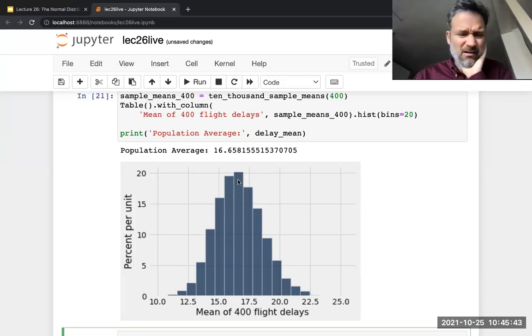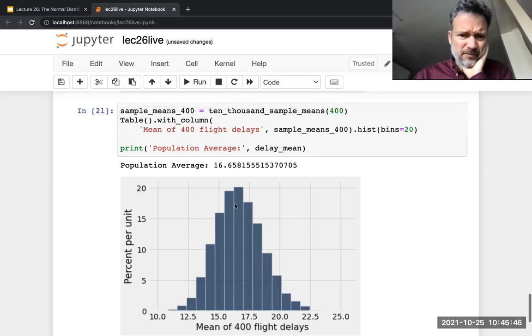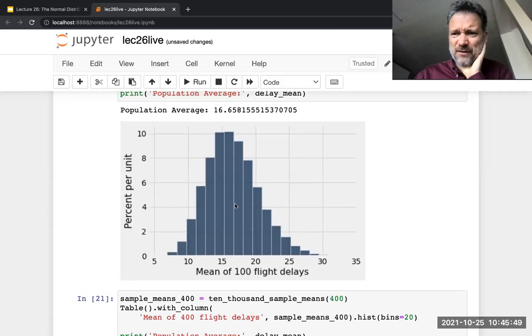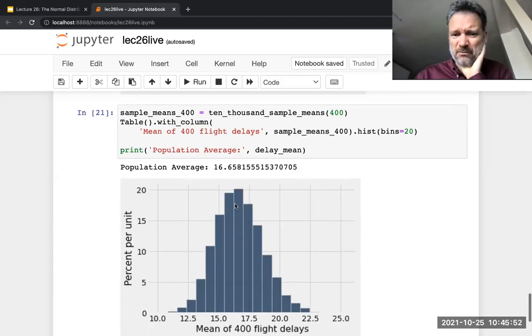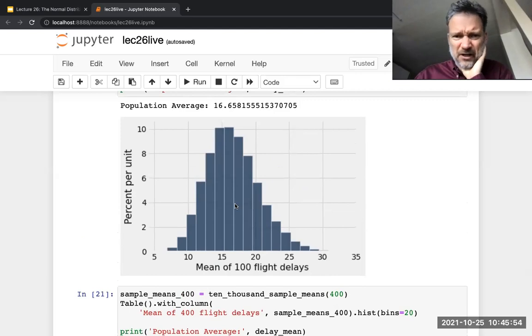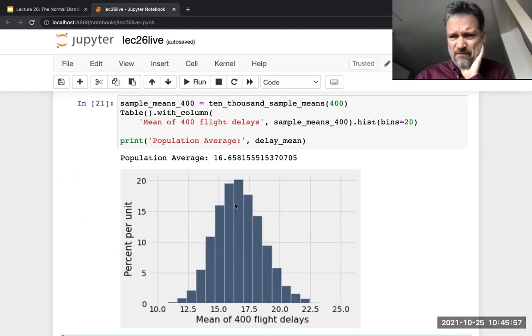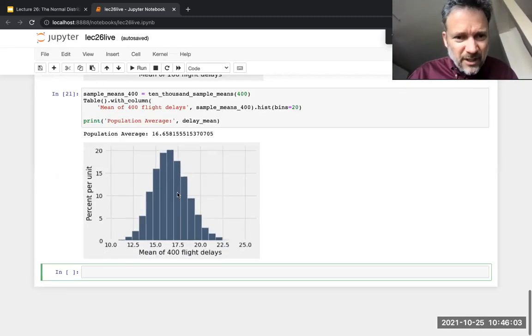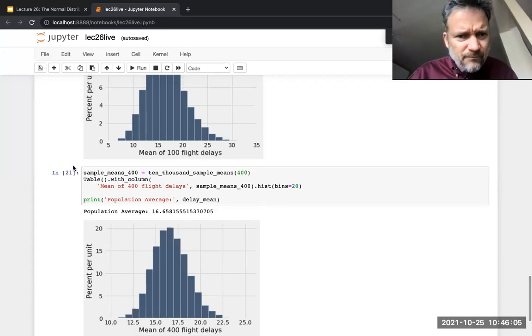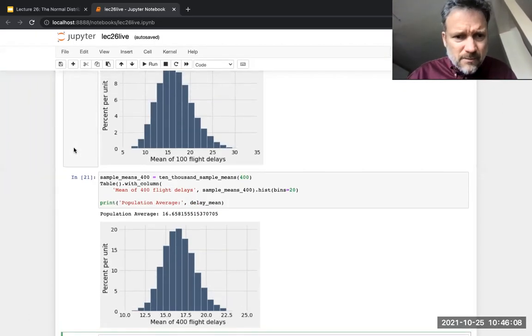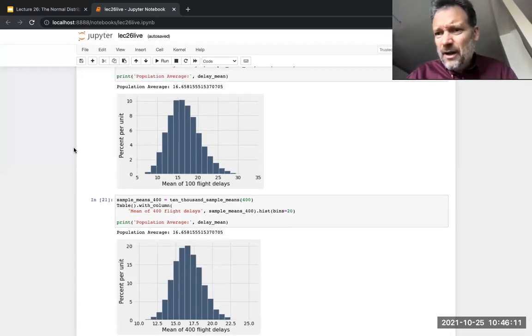How would you compare these two distributions? The distribution of sample means for samples of 100 versus samples of 400. Maybe I should shrink this a little bit so you can see them on the same screen. Talked about one way they're similar. They both have kind of a bell shape. Another way they're similar is they're both centered at more or less 16 and a half, the population mean.